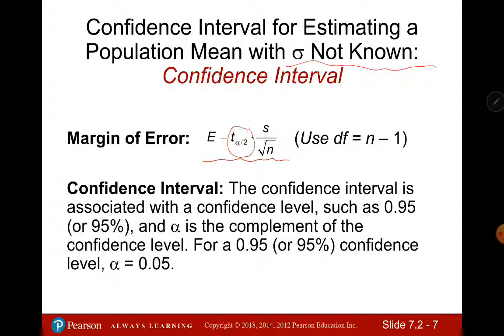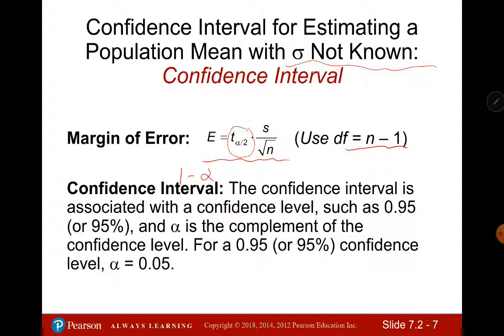The confidence level is still 1 minus alpha. Another important thing is that when we use the t-table, we have a new value we need to check, called the degrees of freedom, and it is n minus 1. So if the sample size is 10, then the degrees of freedom is 9. If the sample size is 100, then it is 99. So that's degrees of freedom.